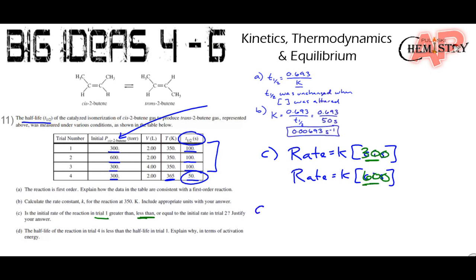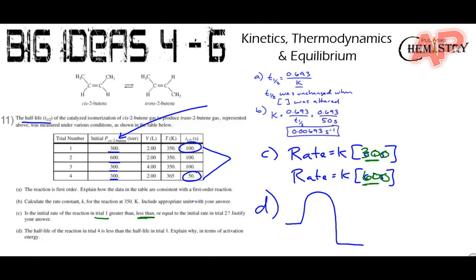Last question is a great question because it's really hard to sometimes explain things in words instead of drawing. It says the half-life of the reaction in trial 4 is less than the half-life in trial 1, which is true. It's 100 versus 50. Explain why in terms of activation energy.